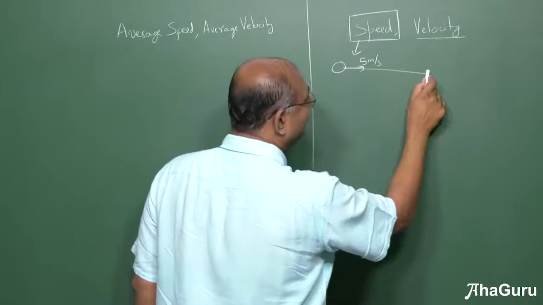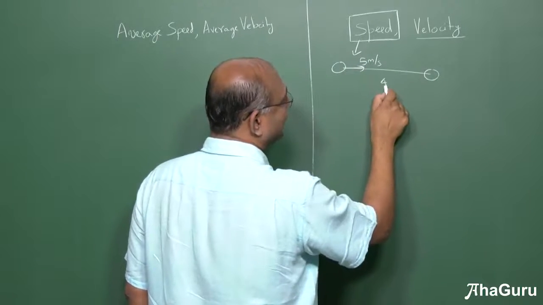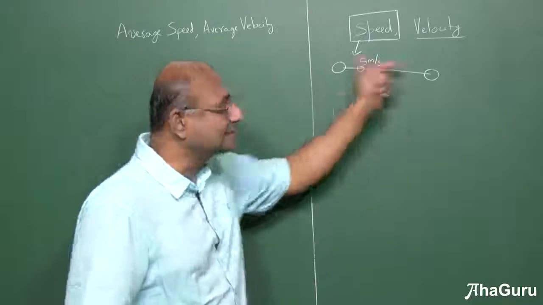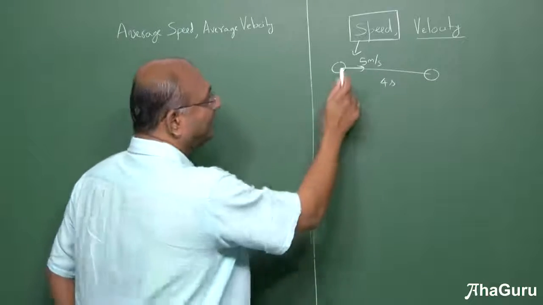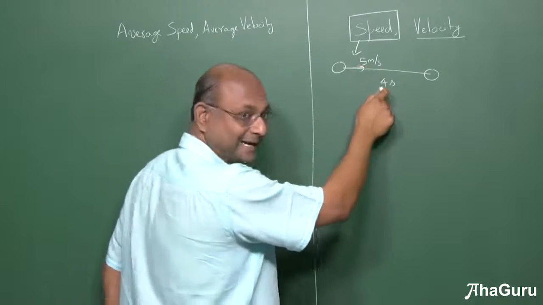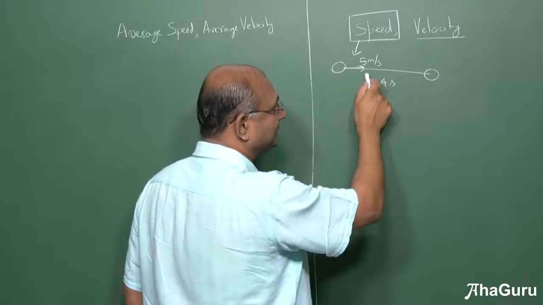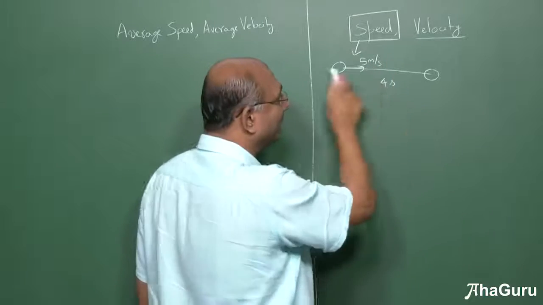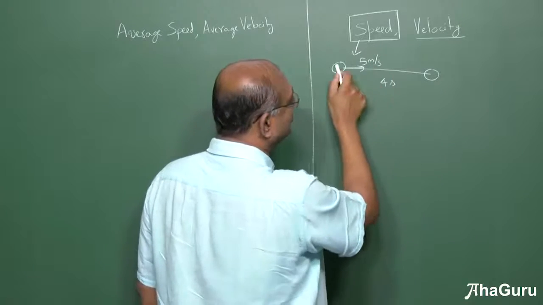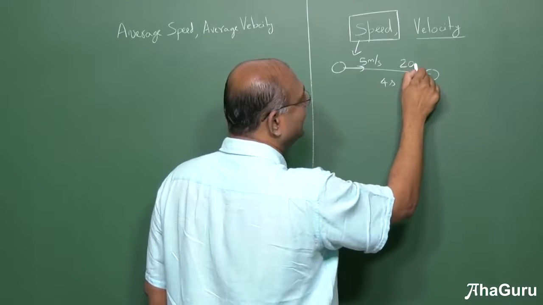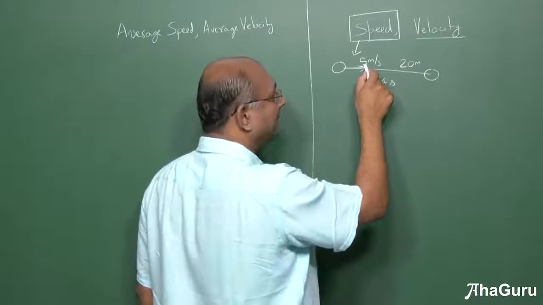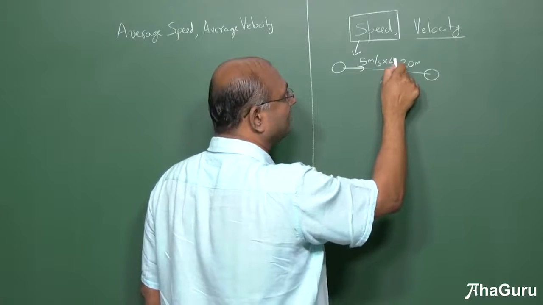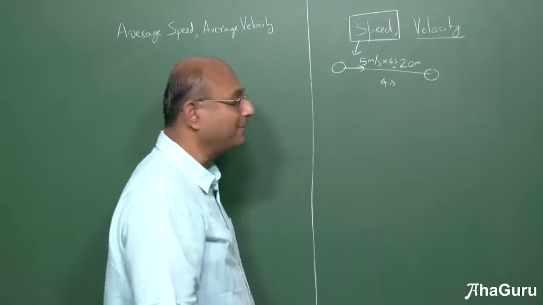Suppose it kept going like this for 4 seconds. How much is the distance it has covered? We say 5 meters per second every second. So 5 meters per second plus 5 meters per second plus 5 meters per second plus 5 meters per second. 5 into 4. So how much is this distance? 20 meters. 5 meters per second into 4 seconds. So that gives me 20 meters.